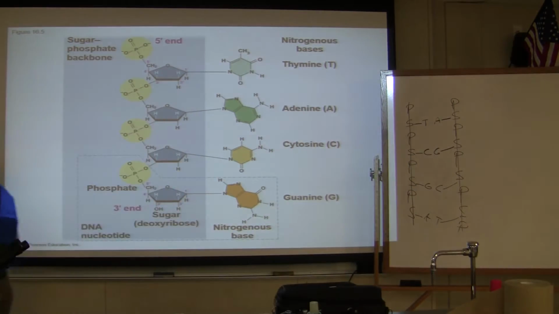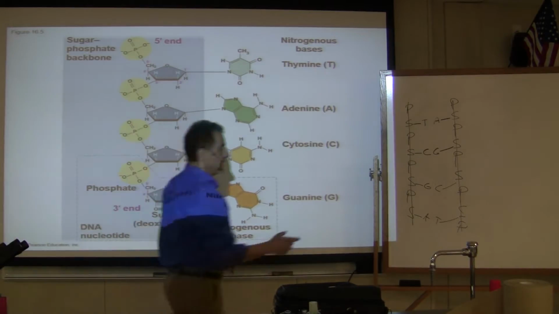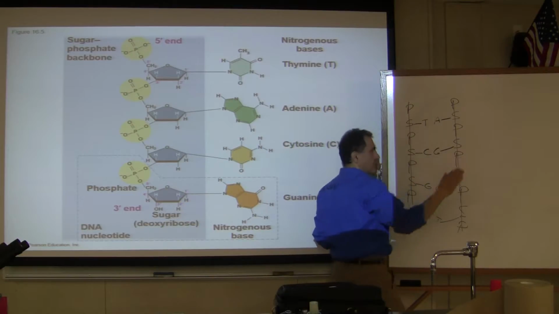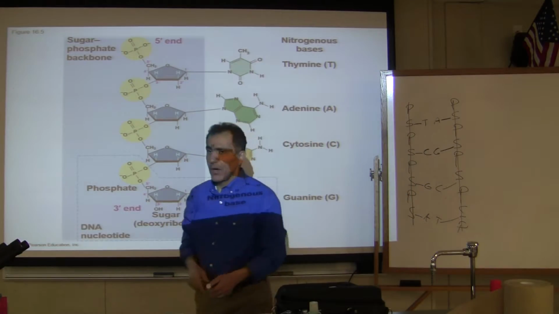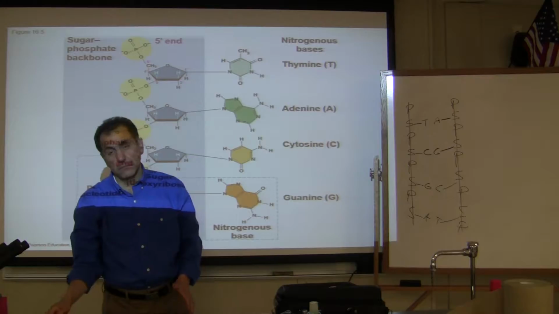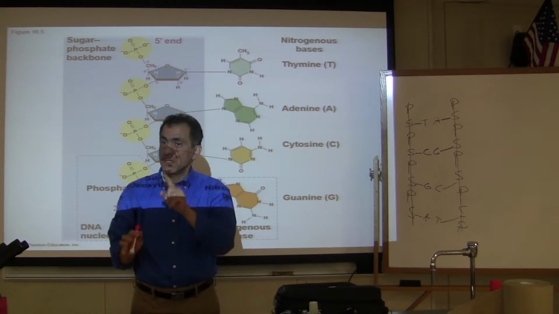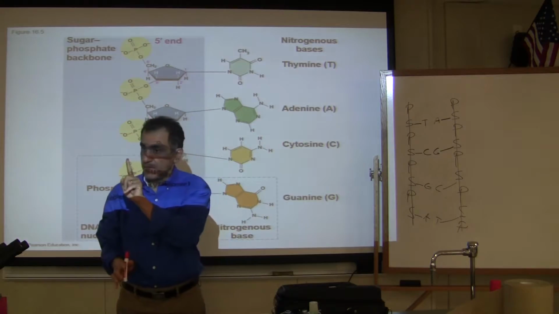Do I make sense? So the legs of the ladder are sugar phosphate, sugar phosphate, sugar phosphate. The steps of the ladder which you climb up are nitrogenous bases. Nitrogenous bases pair up, one from this side and one from that side. Always. It's scary in biology to use the term always, but this is one of the few times I use the term always in this class.